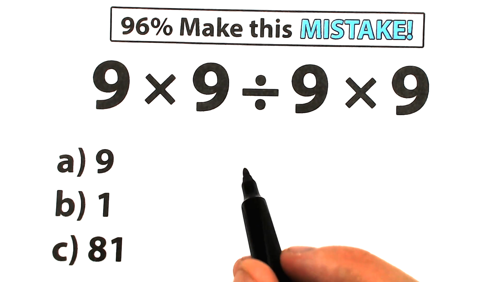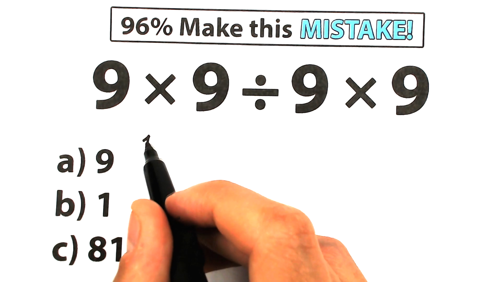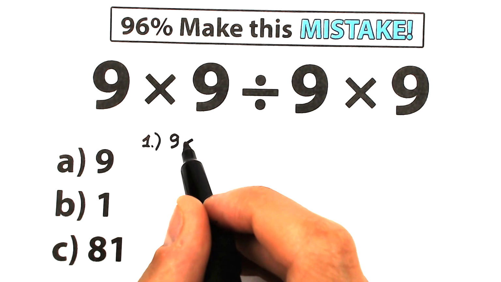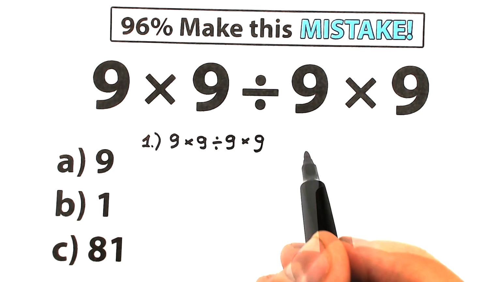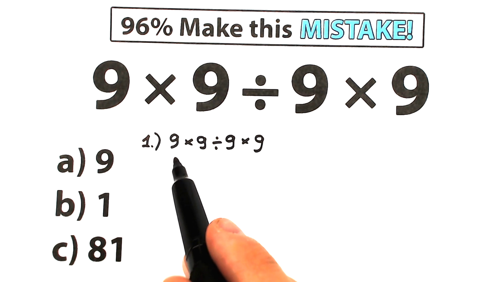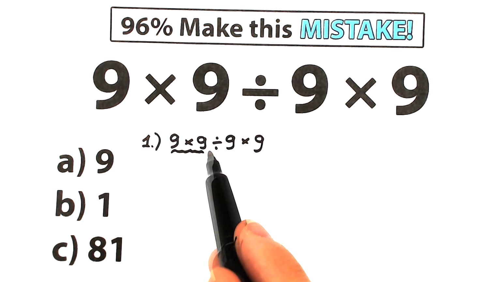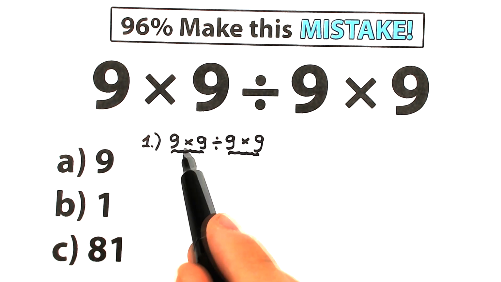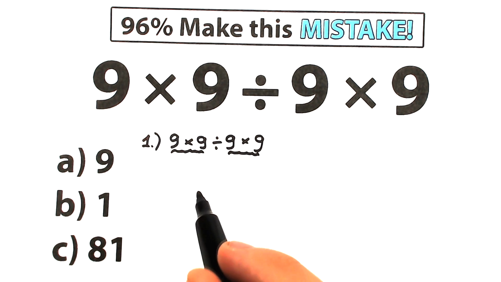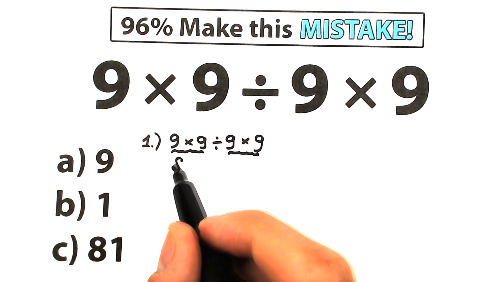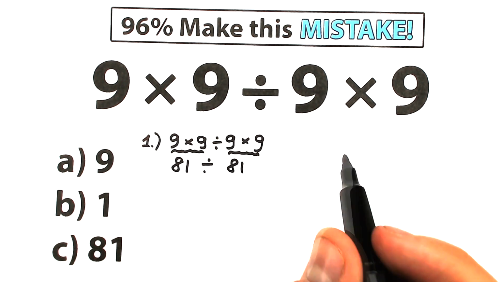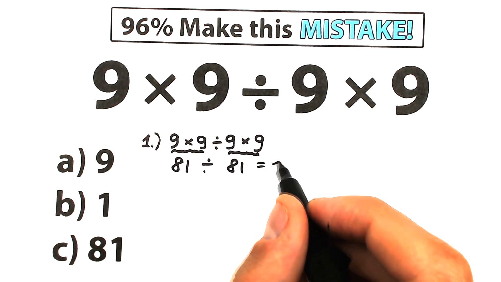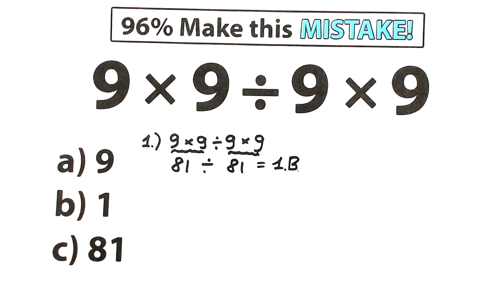First of all, I want to write this challenge right here, so in this first interpretation, we have 9 times 9 divided by 9 times 9. So here's our challenge. A lot of students say, okay, right here we have multiplication, and right here we have the same multiplication, the same expression. So 9 times 9 equals 81, and right here we have the same 81 with this division in the middle, so 81 divided by 81 equals 1, and we have this option. This is option B.